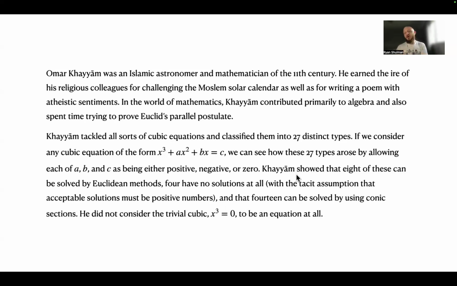And he went on to show that eight of these types can be solved using Euclidean methods. Four have no solutions at all, at least with the tacit assumption that an acceptable solution must be a positive number, and 14 can be solved by the use of conic sections. That's 26. The 27th was where a, b, and c are all 0, the trivial cubic, which he didn't consider to be an equation at all.